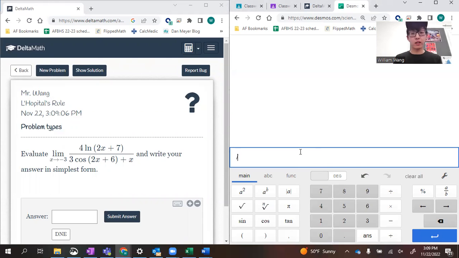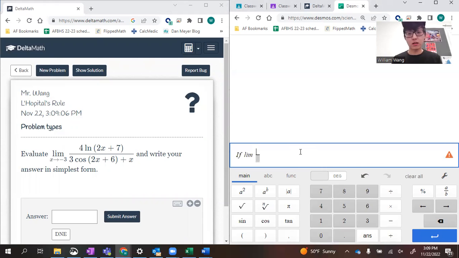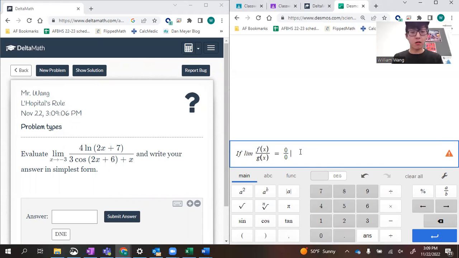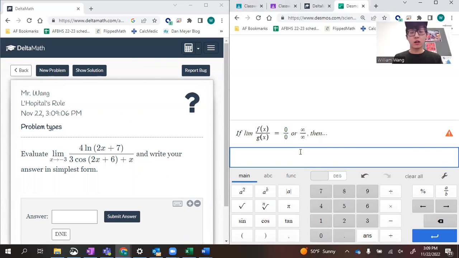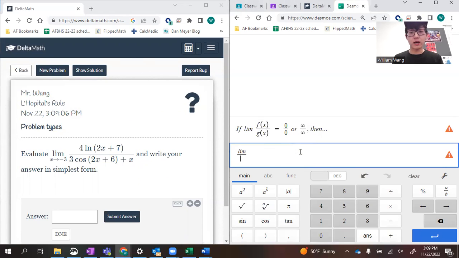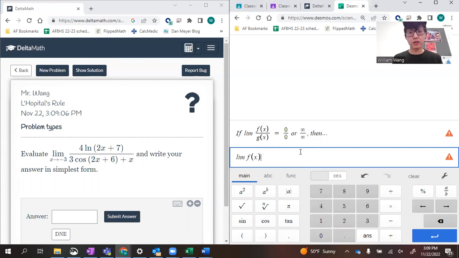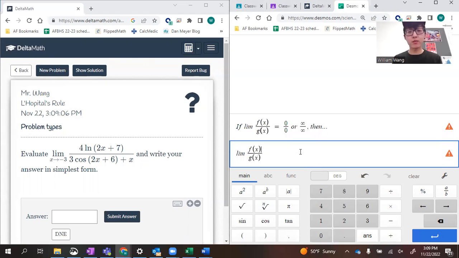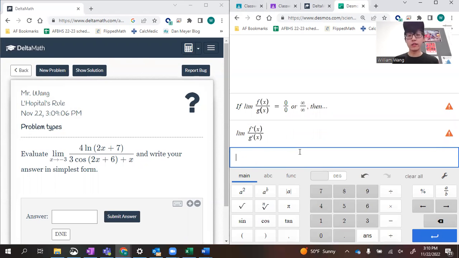So if you remember our rule, it's basically if the limit as x approaches some number of f of x over g of x is equal to 0 over 0 or infinity over infinity, then my limit can be solved by taking the derivative of each of these: f prime of x over g prime of x. All right, so this is my L'Hopital's rule.